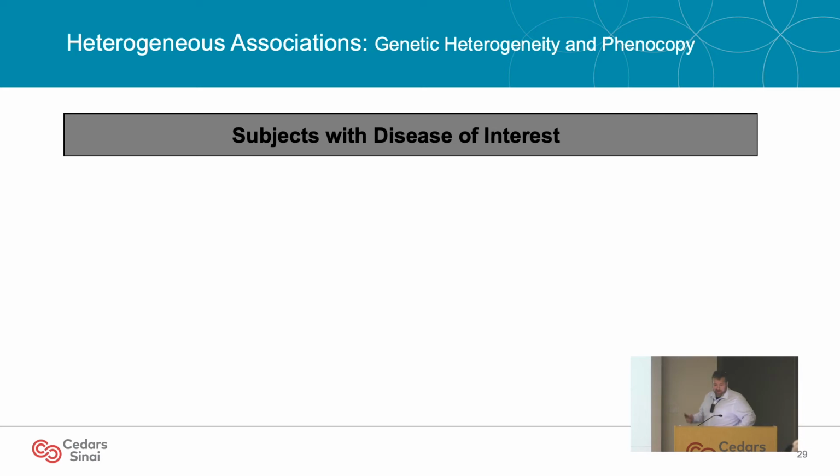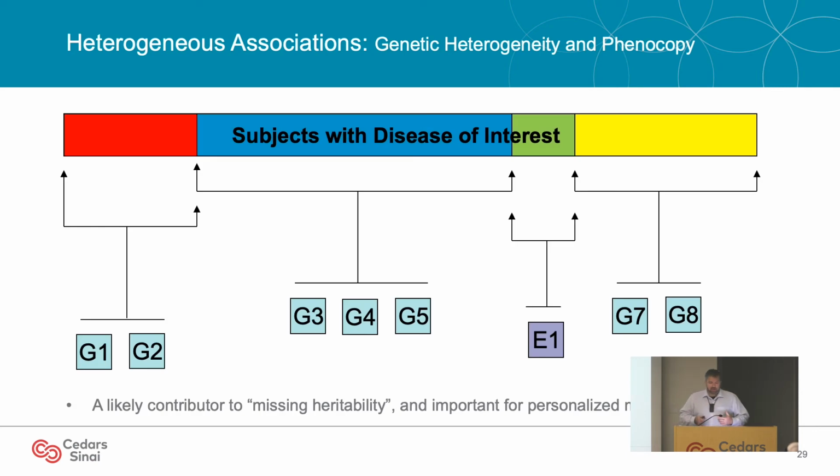Okay, lastly, on biomedical data, let's talk a little bit about heterogeneous associations, in particular genetic heterogeneity and phenocopy. So imagine we have a bunch of subjects with a disease of interest, whatever it might be, and we don't know it, but under the surface, there are different subgroups of patients that have different underlying causal factors.